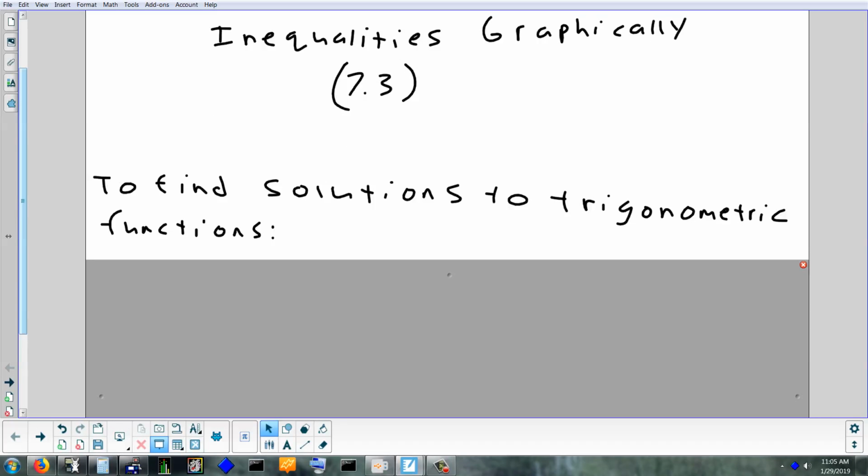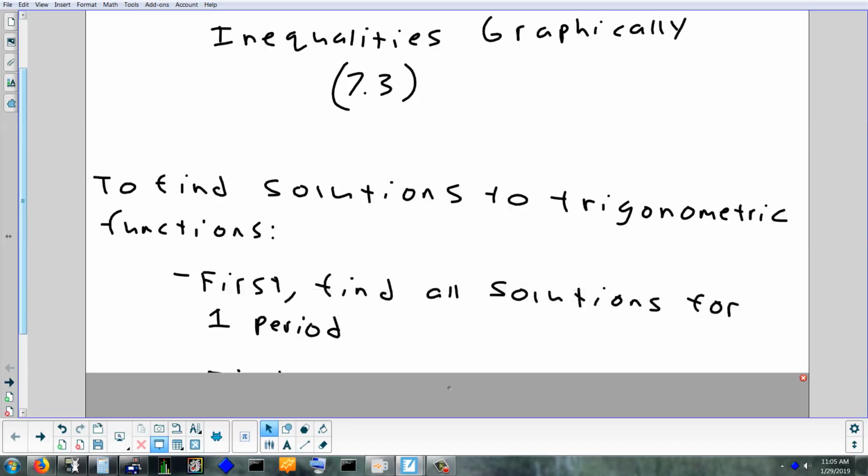How often do answers repeat in trig functions? Every period, whatever the period is. Could be 360, could be 180, whatever it is. So, to solve it, find all the solutions in one period first. Even though we're going to use the calculator, you'll still have to know how to find the length of one cycle. Because if you don't set the window correctly on the calculator, you're not going to get the right answer.